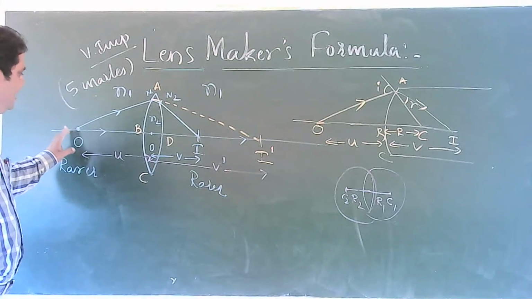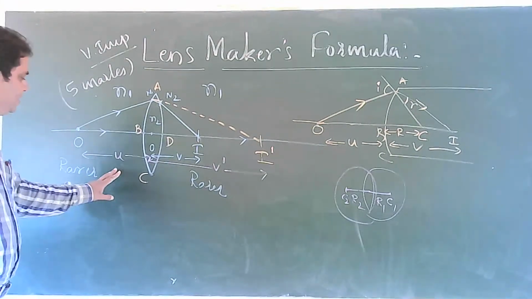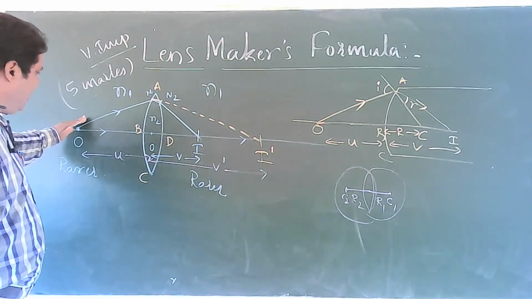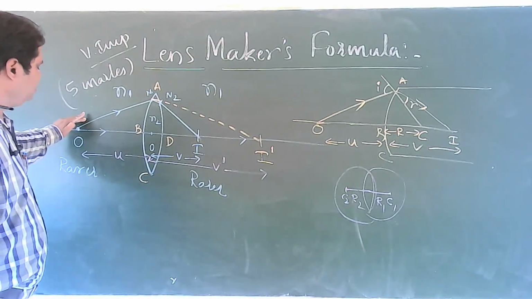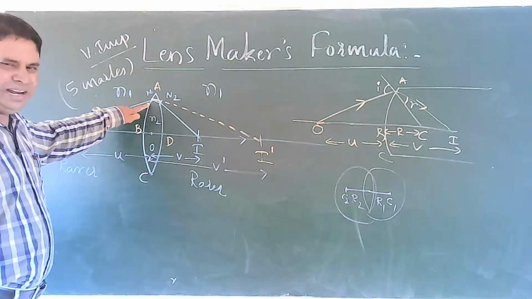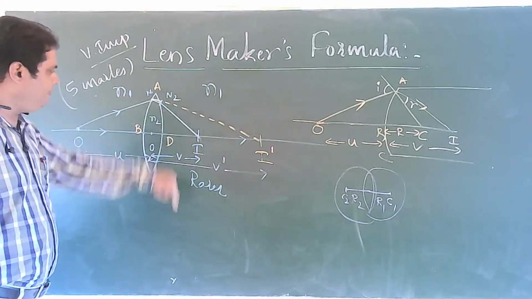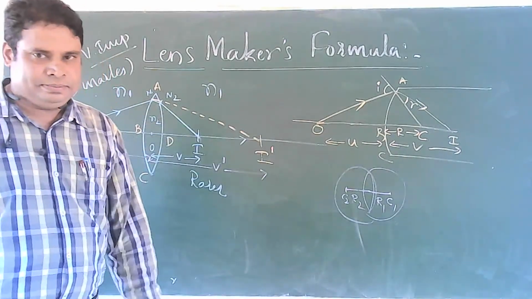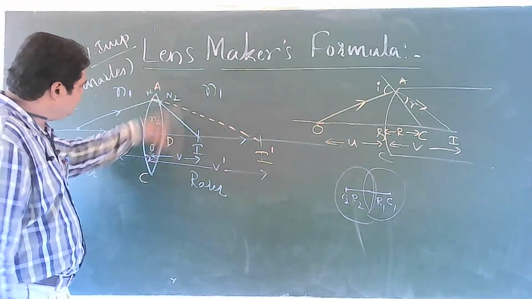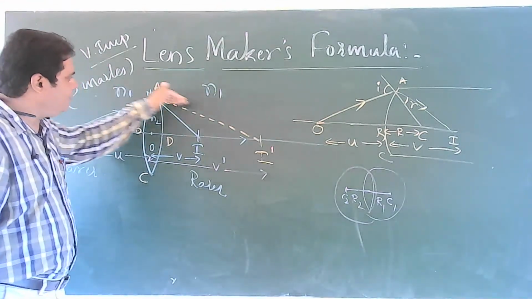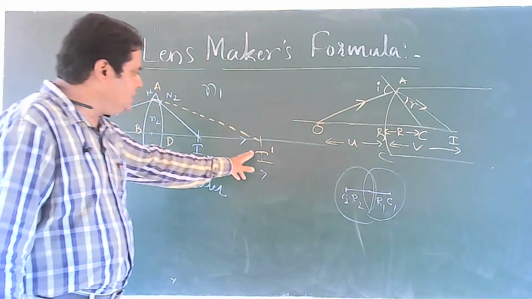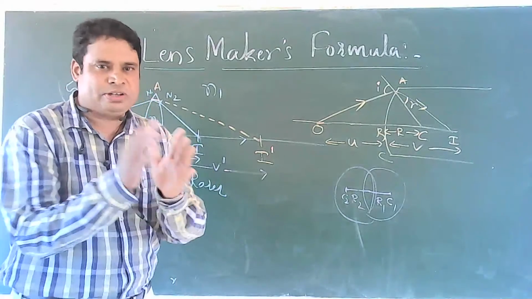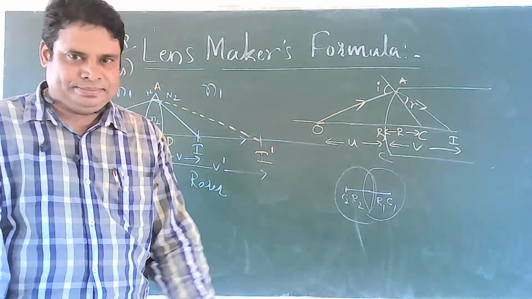A point object is placed on principal axis at a distance u from optical center. A ray of light is incident from point O at point N1 say. Then after refraction, it will meet at a point I on principal axis. In the absence of second surface say ADC, the light would have traveled and met the principal axis at I dash. This is an initial explanation you are supposed to write.